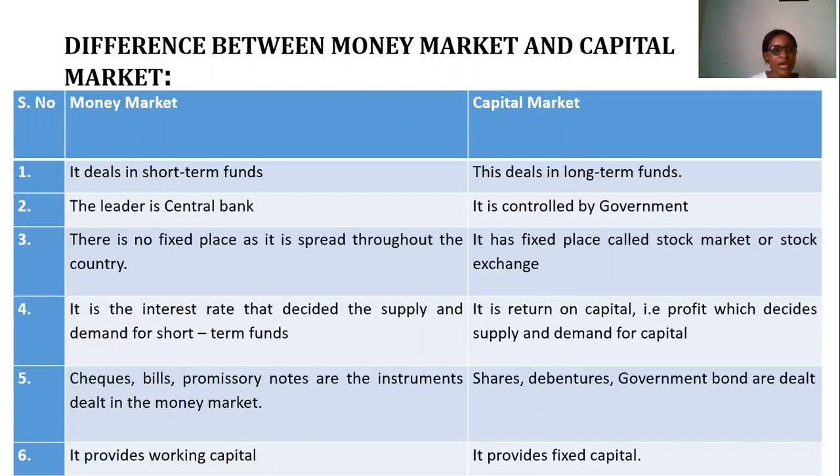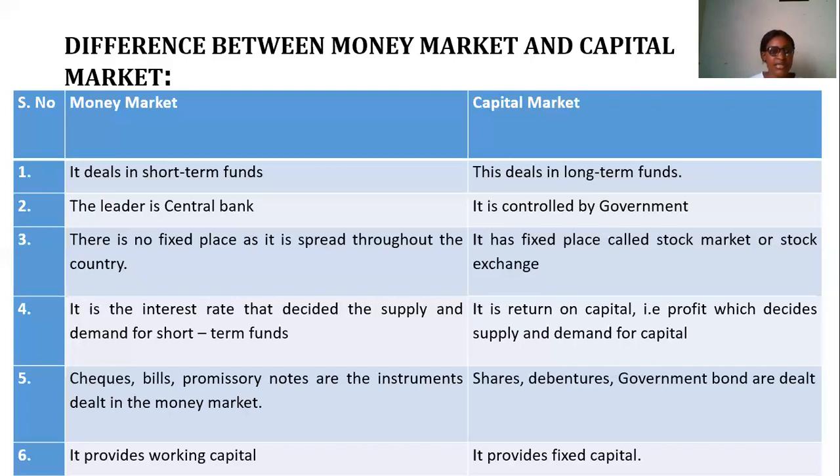Number three, there is no fixed place as the money market is spread through the country. So there is no specific place to say this is a money market. It is spread throughout the country. Then the capital market has a fixed place called a stock market or stock exchange. For instance, in Zambia, we have the Lusaka Stock Exchange. That's a stock market.